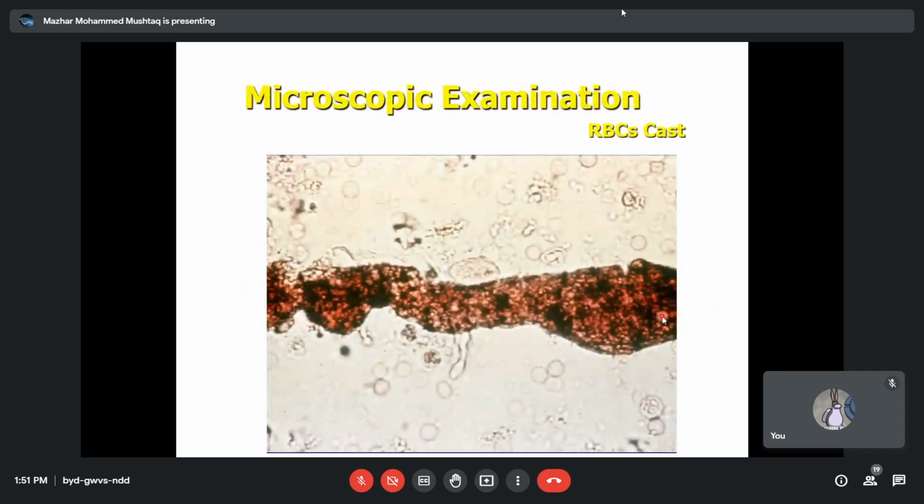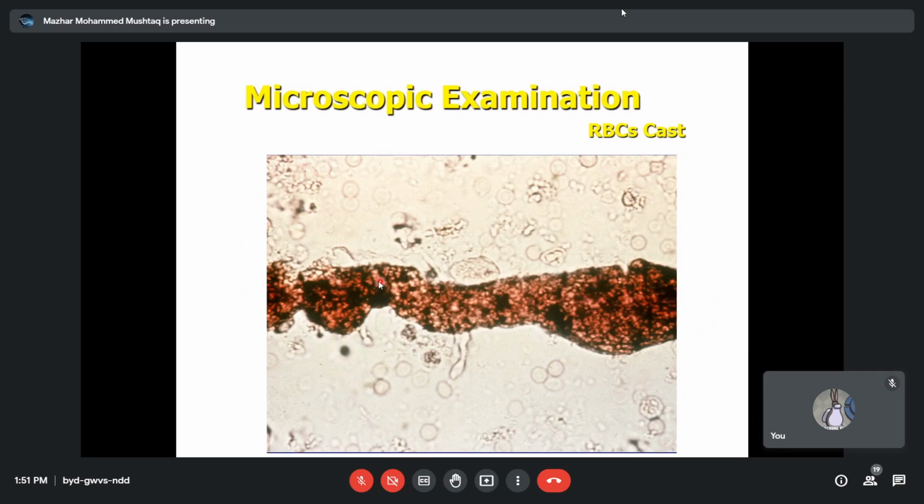For example, this is a red blood cell cast. So a cast is actually, I will take you back to our first or second slide. But before that, just take a look at this long thing. It is a long thing, and these are all red blood cells, and they are all clumped together.